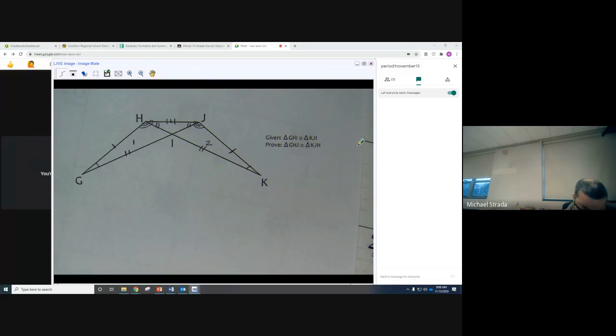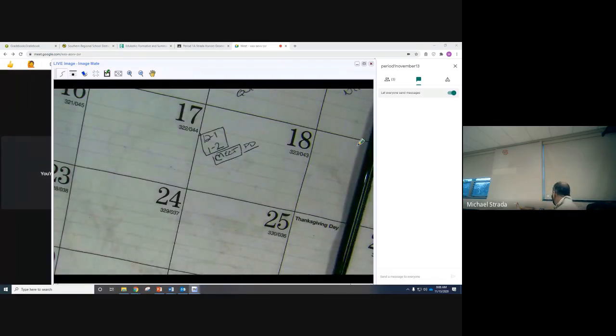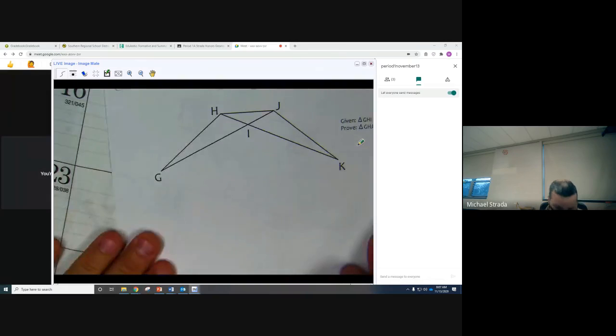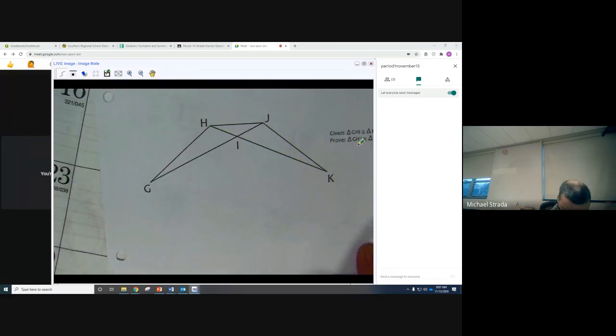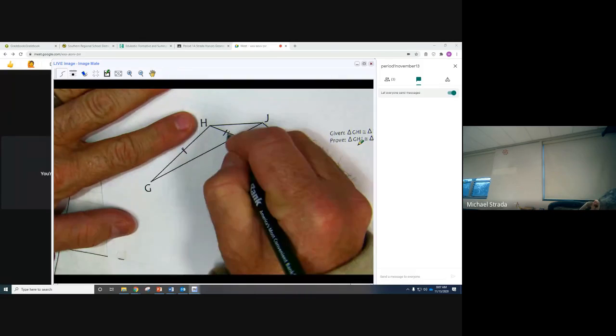So we're trying to prove GHJ. My bad. I got to start all over. Used the wrong triangle. I apologize. So let's start again. So it says that GHI is congruent to KJI. Let's go with that.